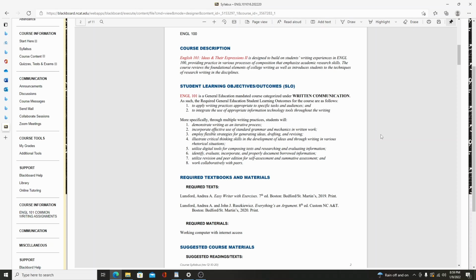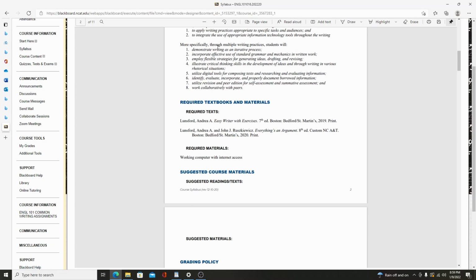English 100 is based more around ideas of composition and writing skills, whereas more of our focus is on academic research skills. So if you still need help with writing, we will go over writing strategies, but just know that our main focus is research skills.